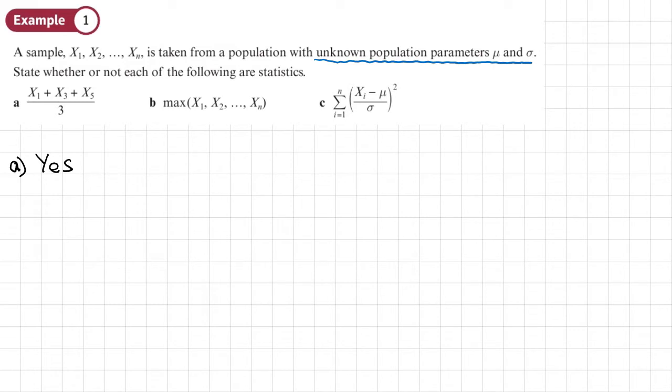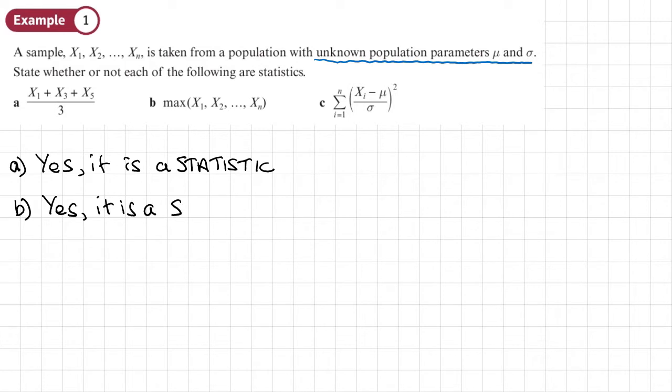So yes, it is a statistic. Then B, what we're doing, we're working out the maximum value of units from our sample. And again, this does not involve any population parameters. So the same answer, yes, it is a statistic. Remember, it's just some sort of function carried out on values from our sample.